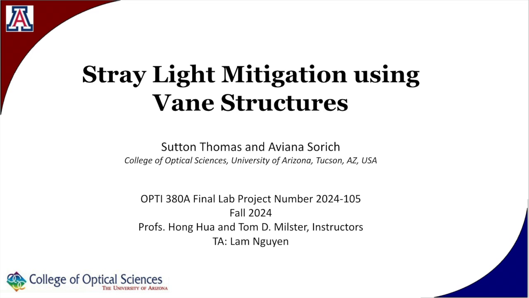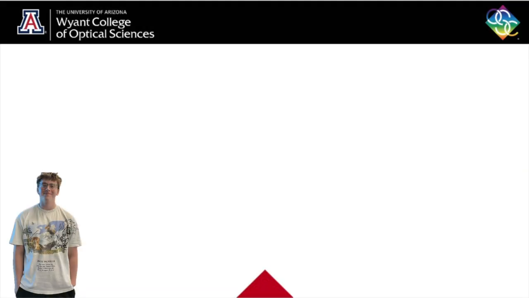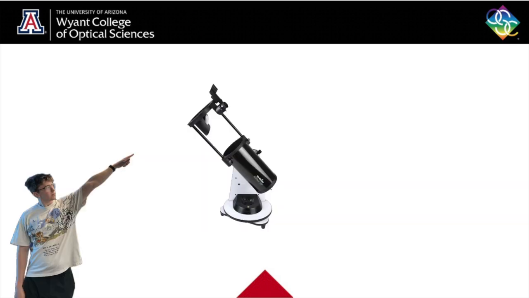Today we're presenting you with our final project, stray light mitigation using vane structures. Hi, my name's Avi. And my name's Sutton. Just like how we were hiding, stray light might be hiding in your optical system. In this project, we will be evaluating the effectiveness of vane structures in reducing stray light in an astronomical telescope.